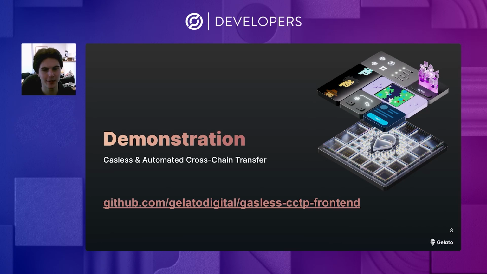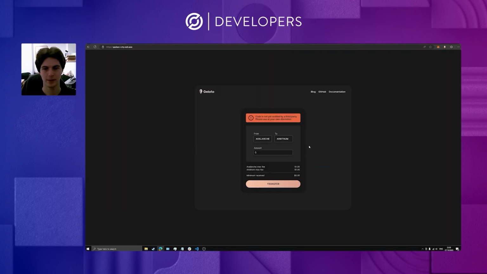So with that out of the way, let's see it in action. And this example front end is available on GitHub at github.com/gelatodigital/gasless-cctp-frontend. And it serves as a nice implementation reference. This is the demo UI, and as we can see, the code for this is not yet audited by a third party. So if you do want to test this out for yourself, please bear this in mind. At the top, we can select which chain we'd like our USDC transferred from, and which chain we'd like our USDC transferred to. And below this, we can specify the total amount of USDC we'd like transferred.